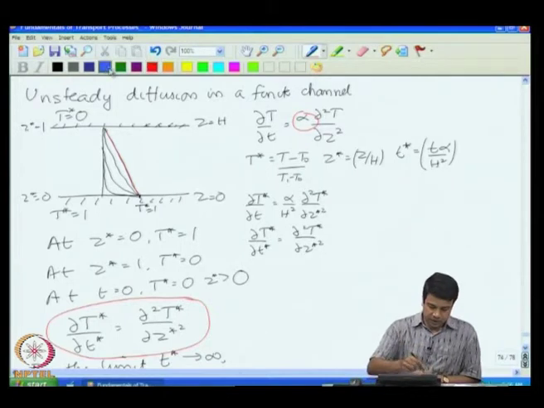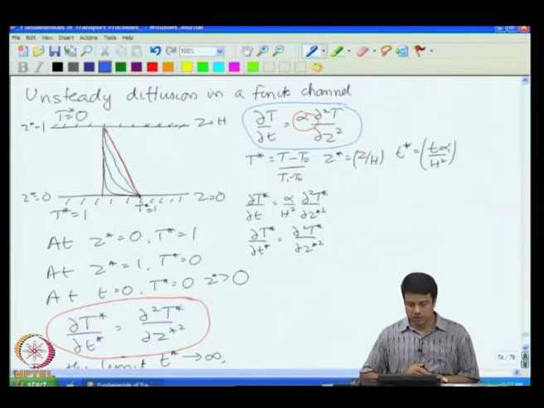Okay. The differential equation that we consider is the usual one for the unsteady case with no sources and no sinks. It is just the partial of temperature with respect to time equal to alpha times d square t by dz square. And t star is equal to 0 at t equal to 0, t star is equal to 1 at z equal to 0, and 0 at z equal to h.